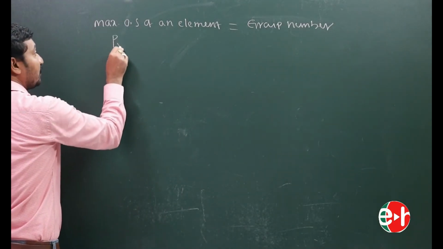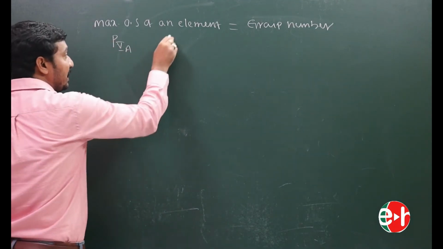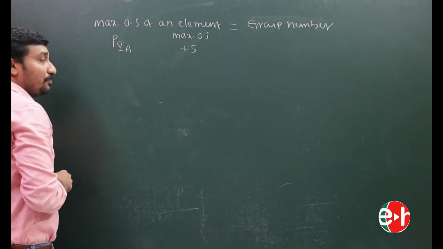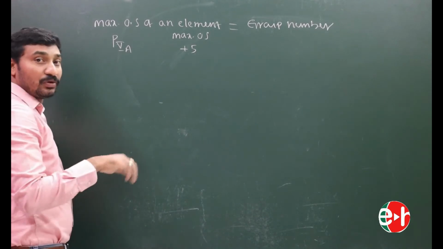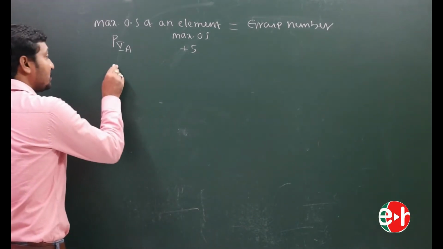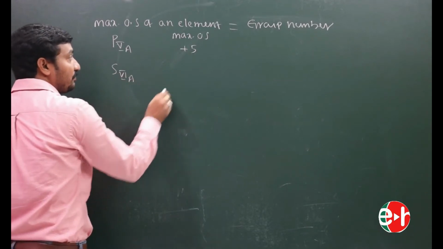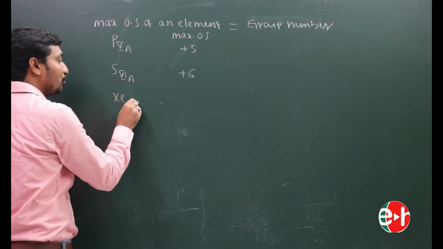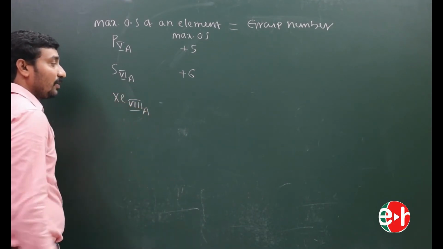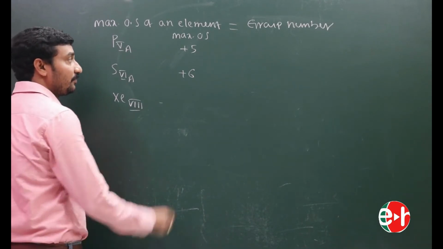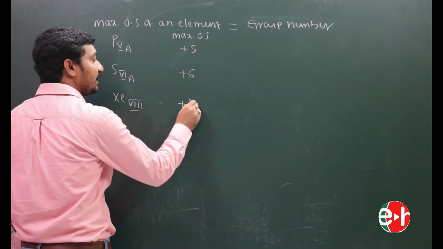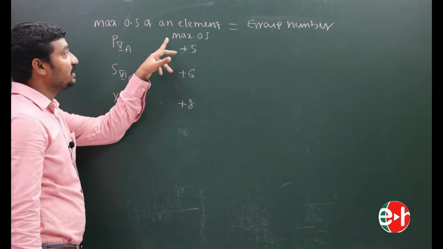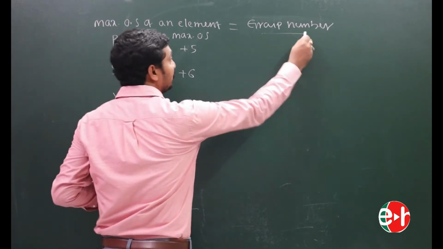Example, phosphorus is 5A, so the maximum oxidation state of phosphorus is +5. Phosphorus cannot show more than a +5 oxidation state. Sulfur is in group 6A, so the maximum oxidation state of sulfur is +6. And xenon is in group number 8, then the maximum oxidation state is +8. Okay, so the maximum oxidation state of an element is equal to its group number.